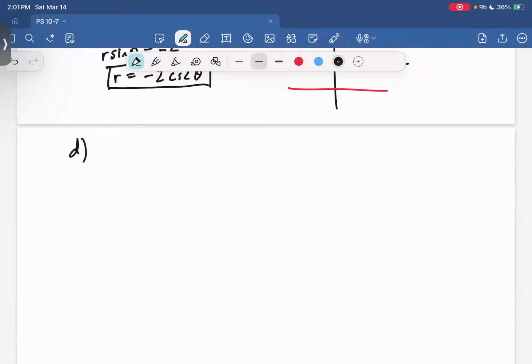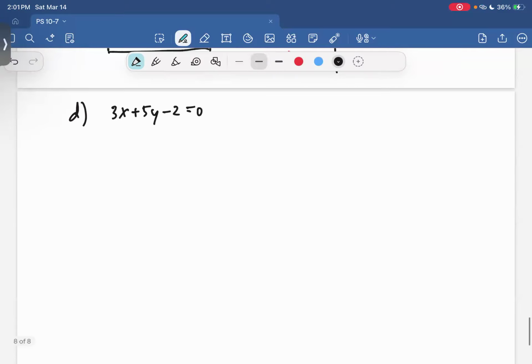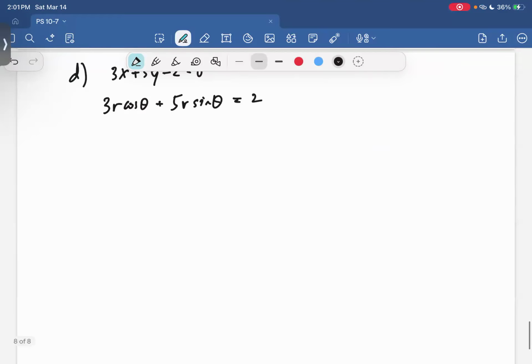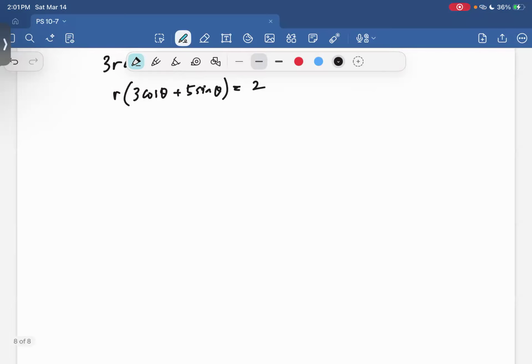Last question. 3x plus 5y minus 2 equals 0. Here you make the substitution, same thing as usual. And then on the left side, we're going to factor out the r, so you can get each variable on one side. And then we'll divide by cosine plus sine, which gives us this final equation.